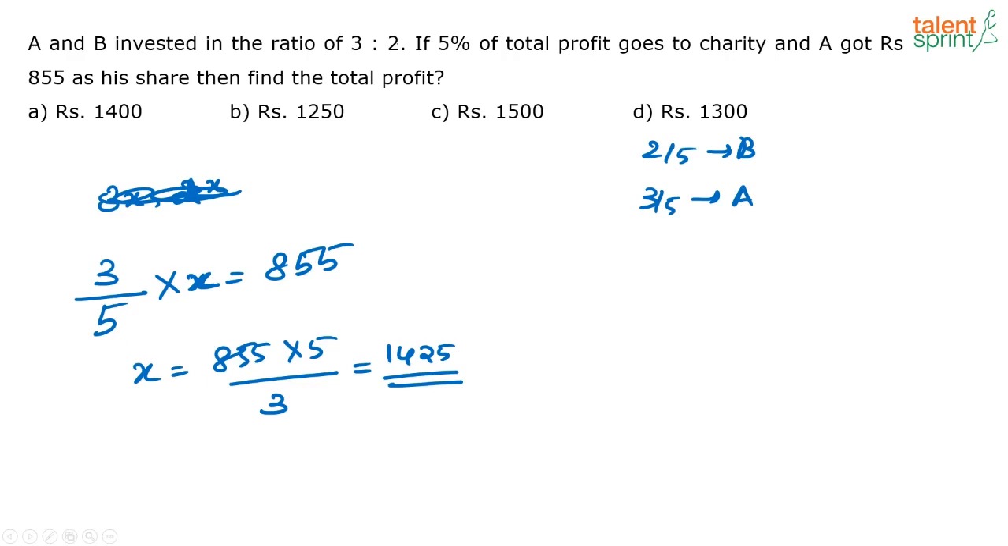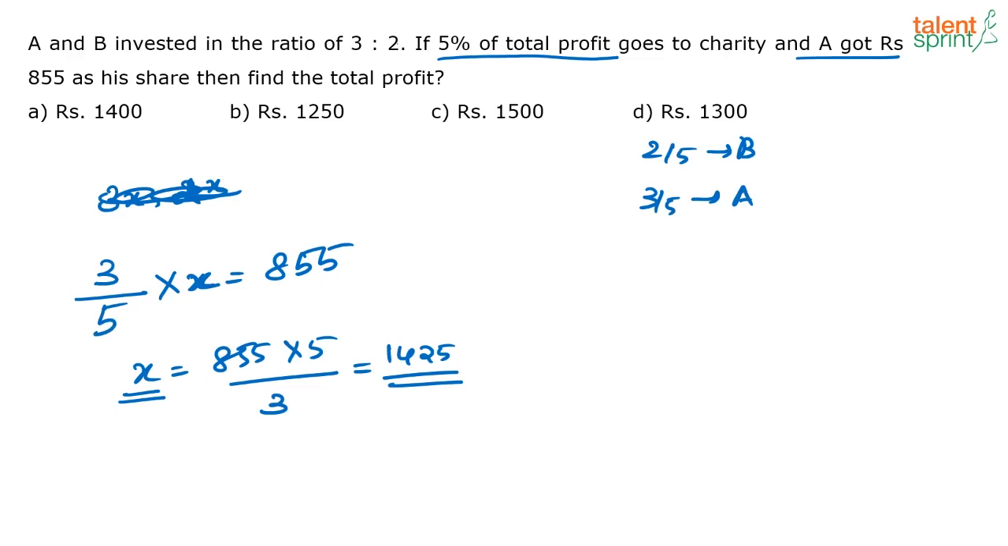Now, in the question, what are they saying? 5% of the total profit goes to charity and the remaining is going to A and B. Correct? So, what does this X represent? See, this X is the profit that is being distributed between A and B. Now, out of this X rupees, 3/5 is A's and remaining is B's. That's what we have got.